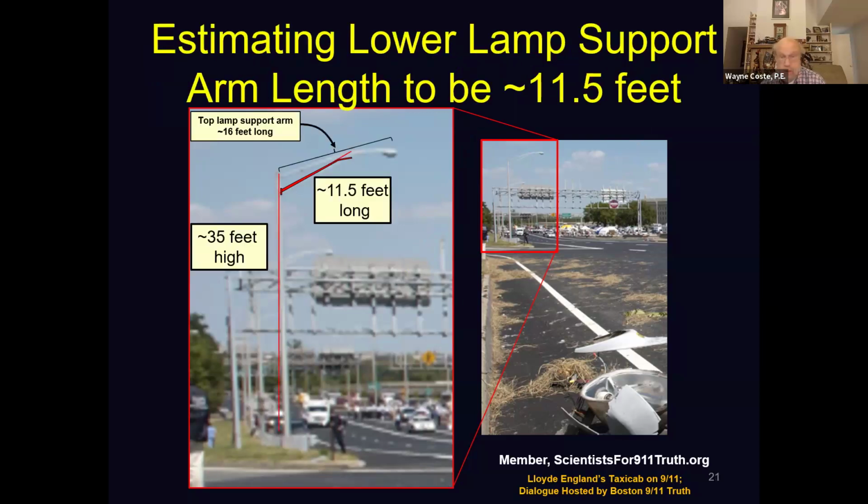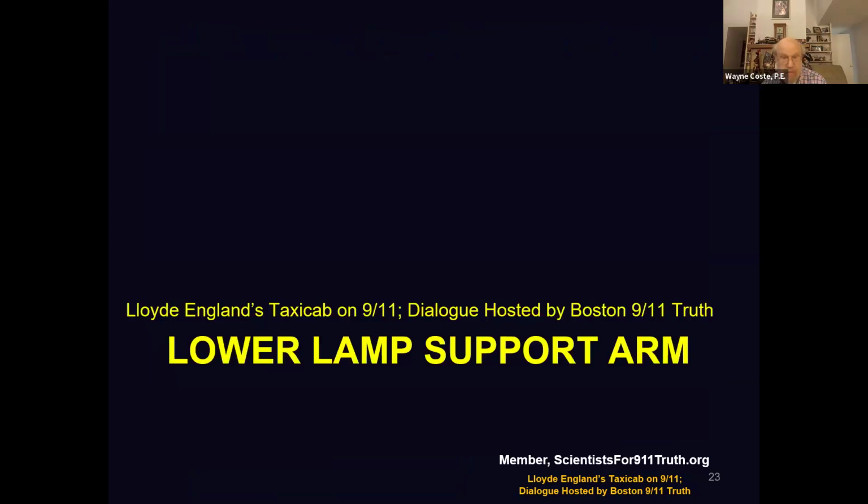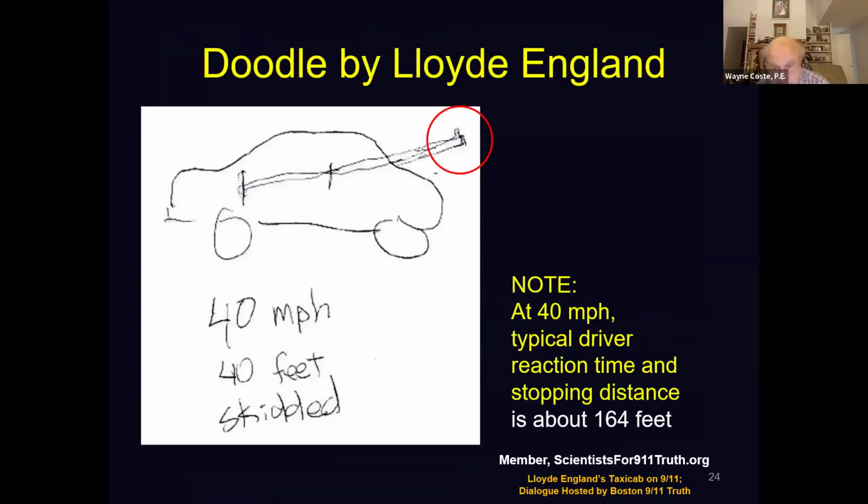The pole here is about 35 feet high. The top lamp support arm is about 16 feet long, and the red one is about 11.5 feet long. CIT says it's only about a 6-foot truss arm length, but the ones overhanging the highway are about 11.5 feet. This is the doodle. Thank you, Craig, for showing it already.